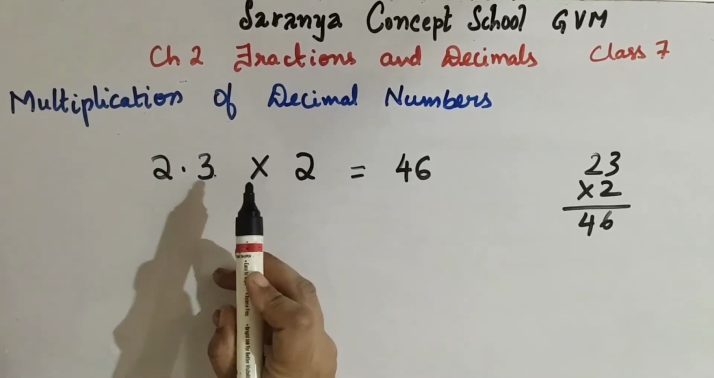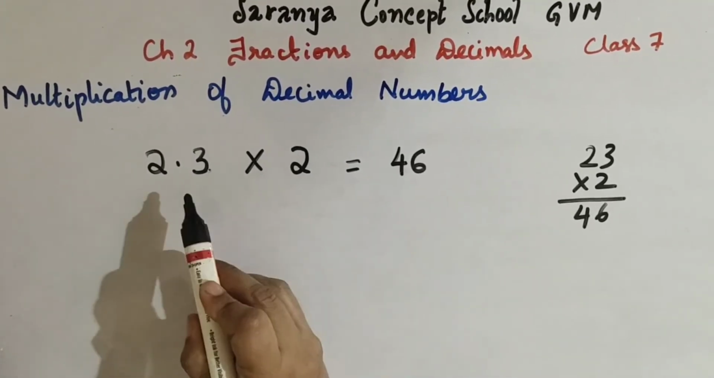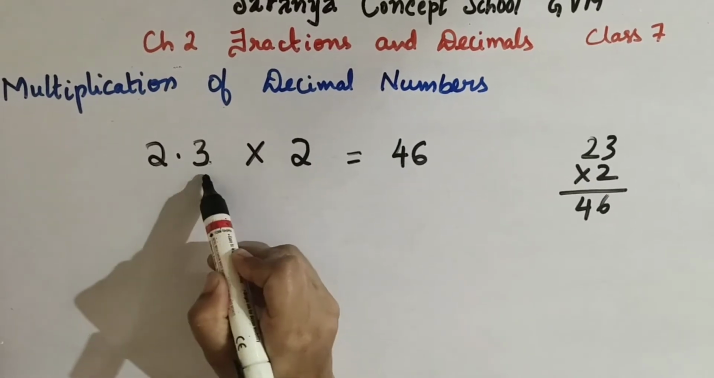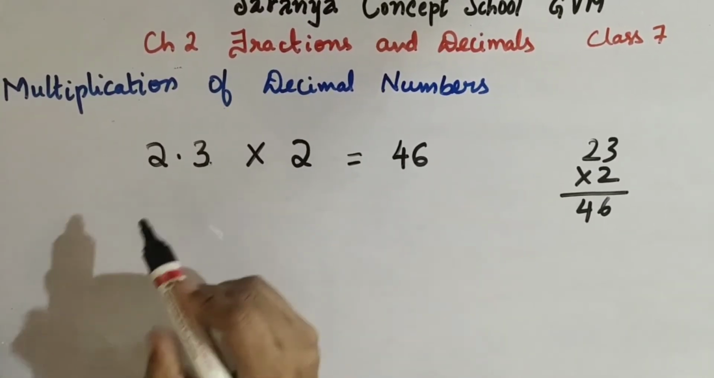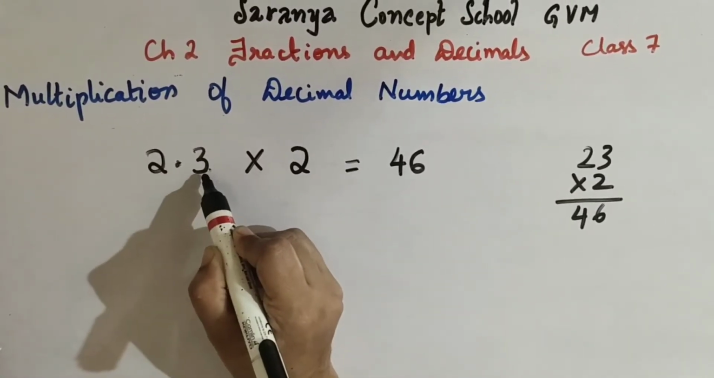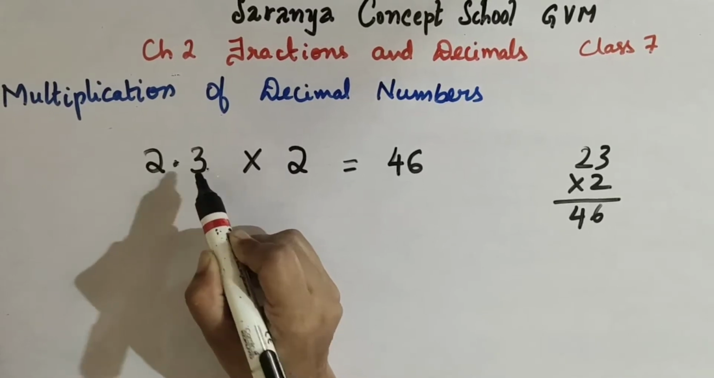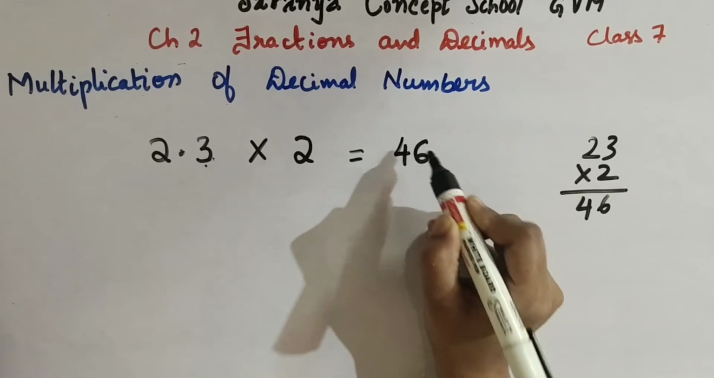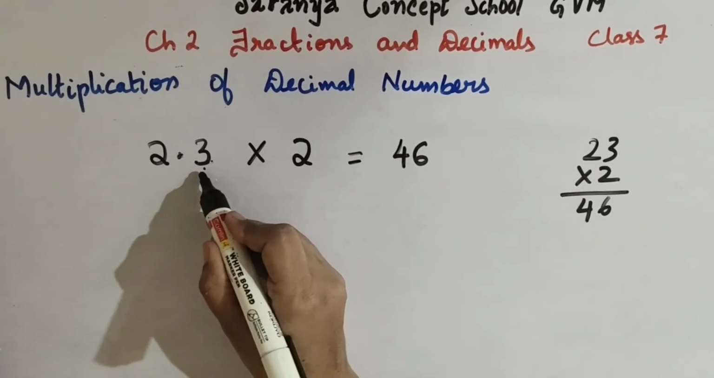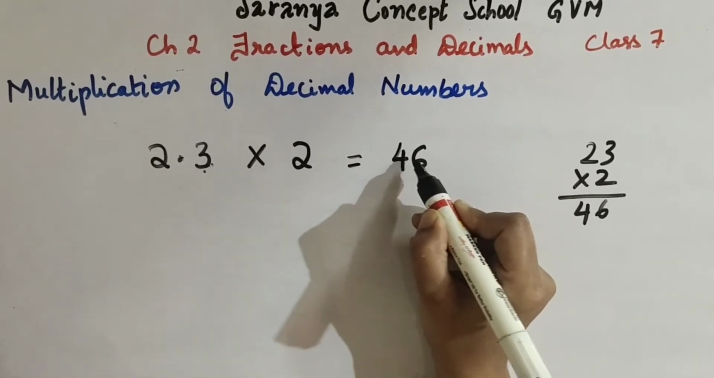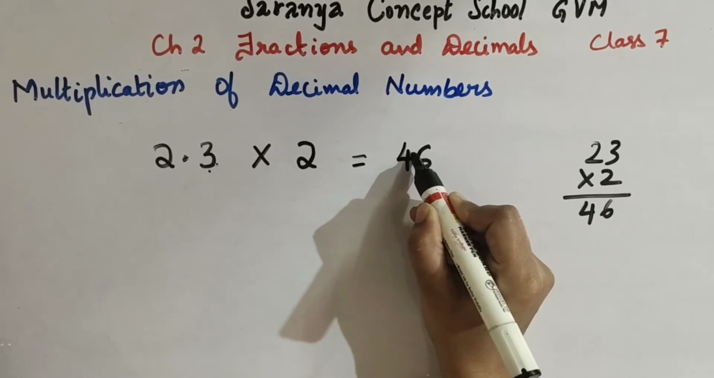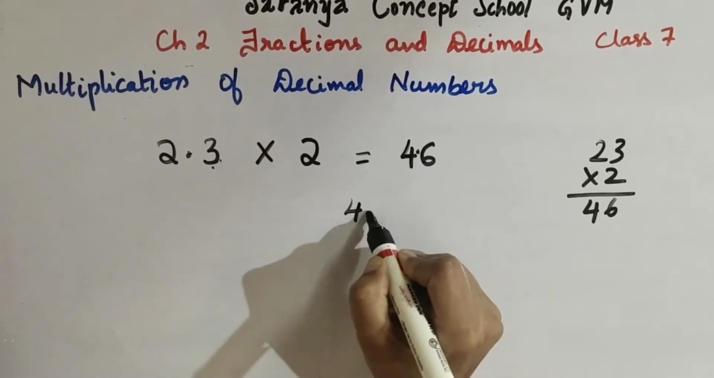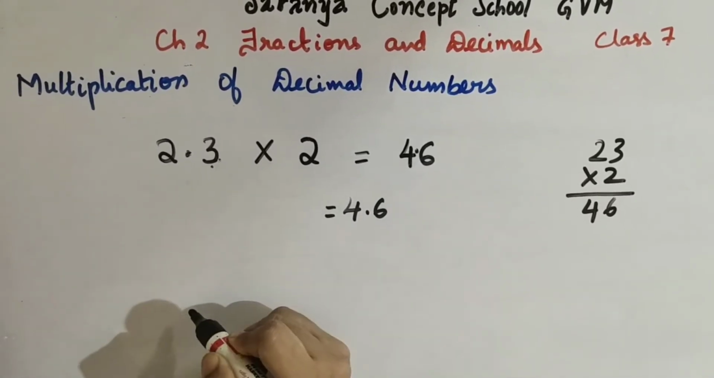Now after the decimal point, towards the right side, how many digits are there? This is the decimal number, this is a normal natural number. After the decimal point, how many digits do we have? Only 1, right? So from backward you need to count the number of digits and place the decimal point. So we have only 1 digit. From 6 back towards the left side, if you count, you get a decimal point here. So the solution is 4.6 for this.